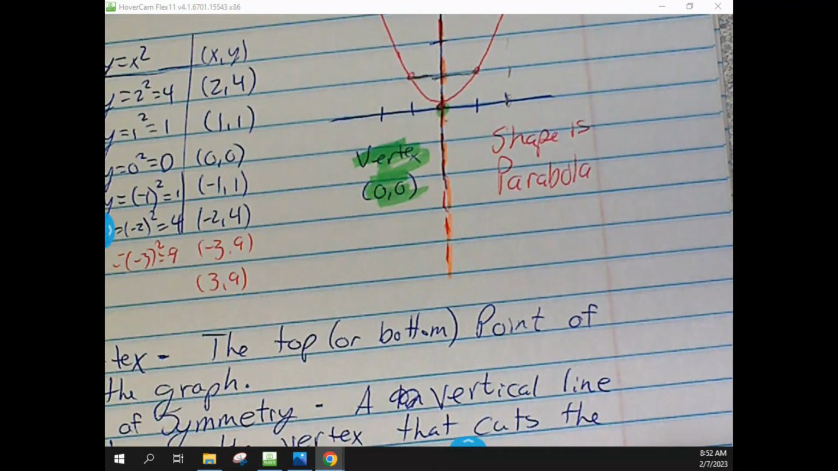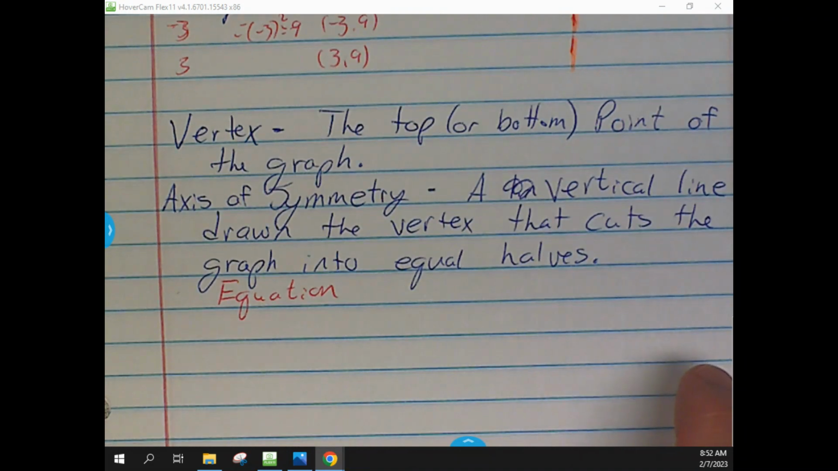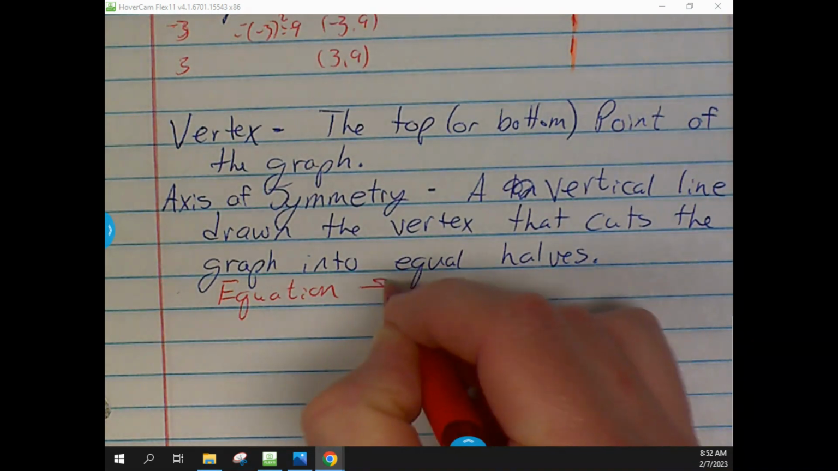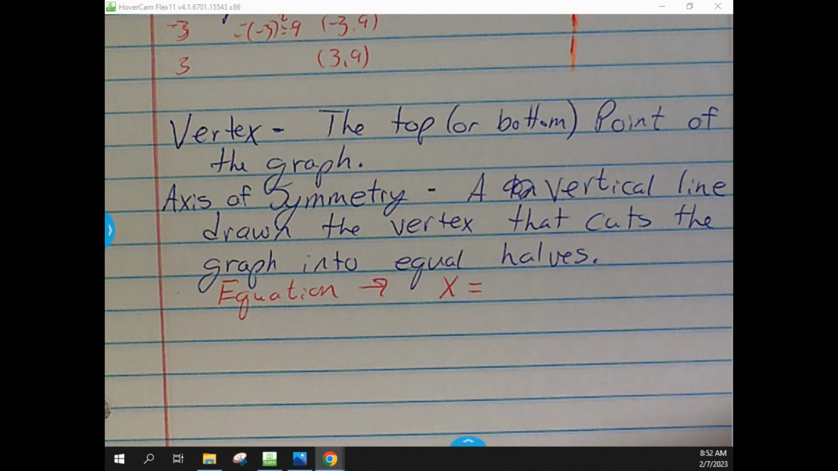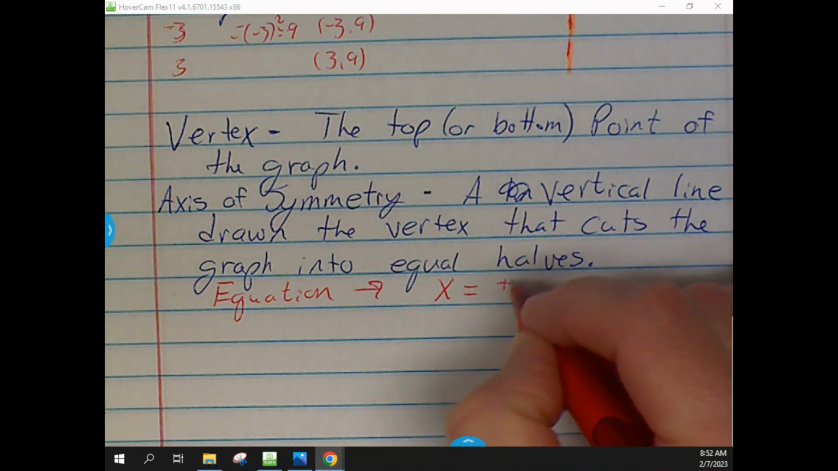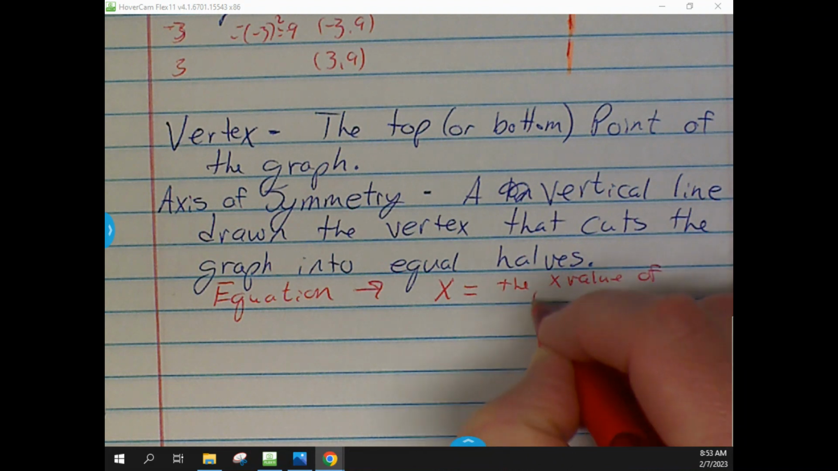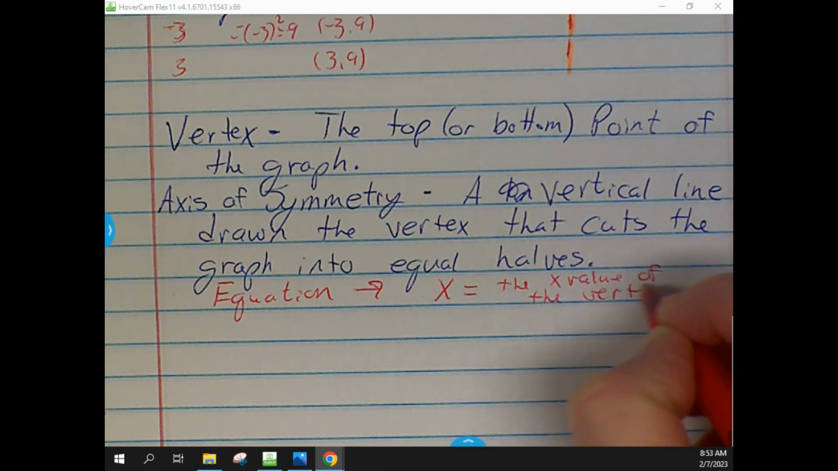So when you talk about an axis of symmetry, the axis of symmetry equation is always going to be x equals a constant. Every book kind of labels it differently, but we're just going to say it's x equals the x value of the vertex.